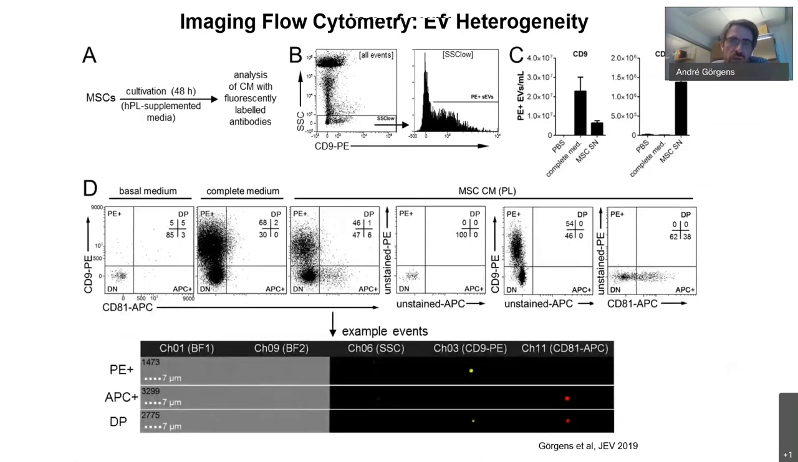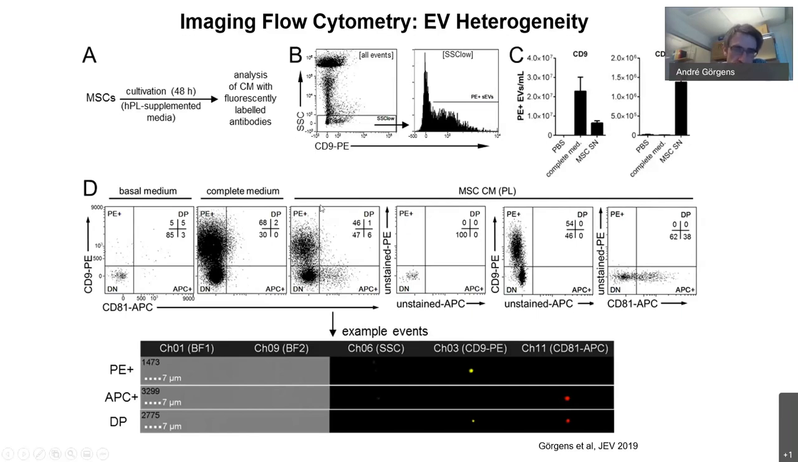A quick example about EV heterogeneity is here, again from the lab of Bernd Giebel, where we are culturing MSC EVs, normally with platelet lysate supplemented medium. At this stage, we wanted to screen for different EV donors and how different surface markers would be expressed on EVs. We noticed that if you run a medium control from those cells and compare that to the supernatant, you get quite high CD9 levels also in the medium control, while CD81 was only expressed when you look at the MSC supernatant and not the medium.